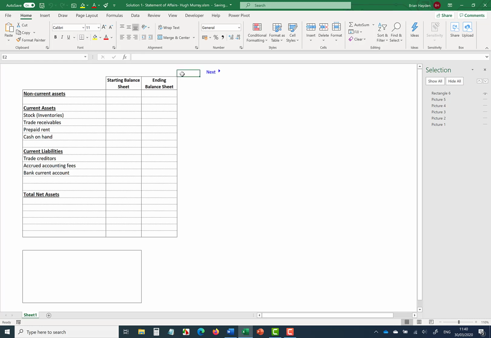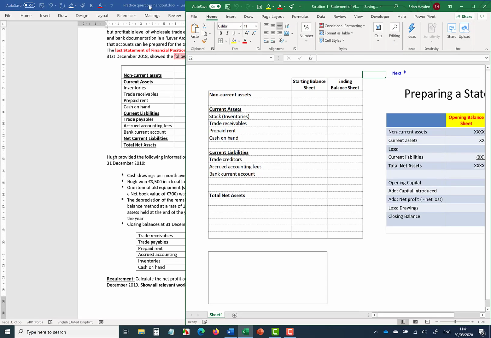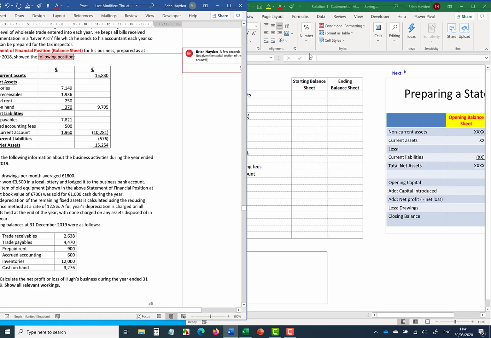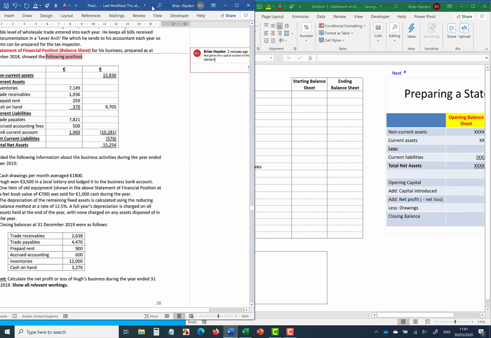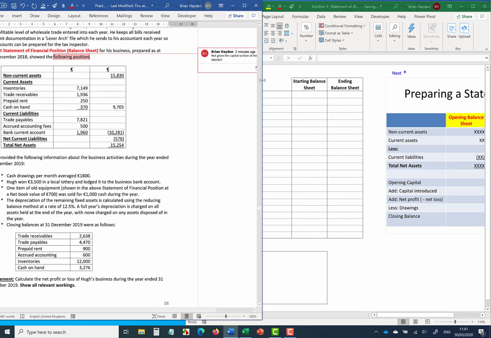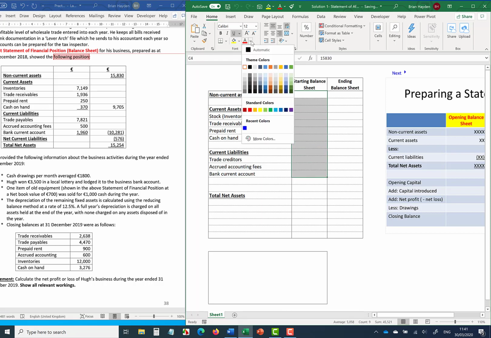I need to start by putting in the opening balance sheet assets and liabilities. We were given those very helpfully in the question, so this is what I'm doing here, just taking them directly from the question. I might try to minimize the screen so that it's possible to see both side by side. You can see on the left of the screen the balance sheet details, and on the Excel spreadsheet I'm just simply copying those in. Again, nothing too demanding there.